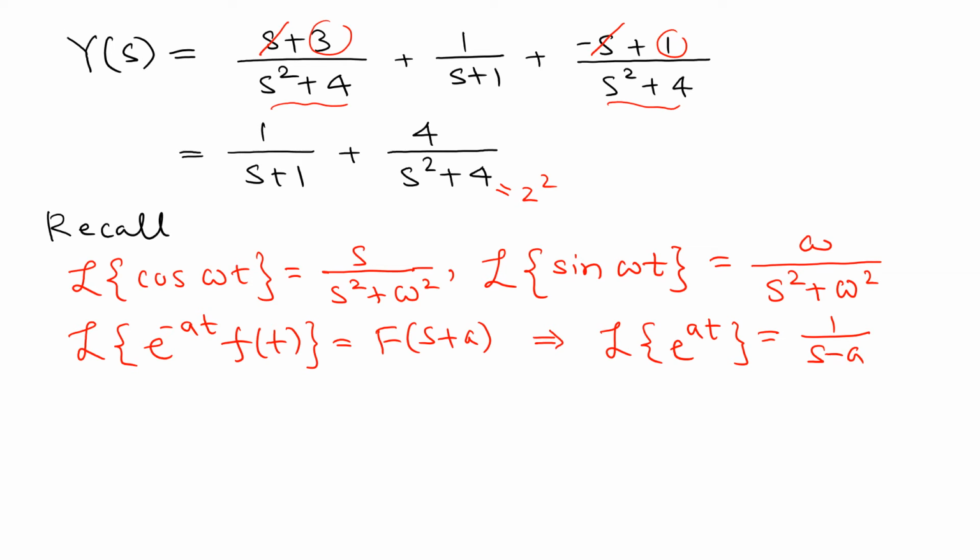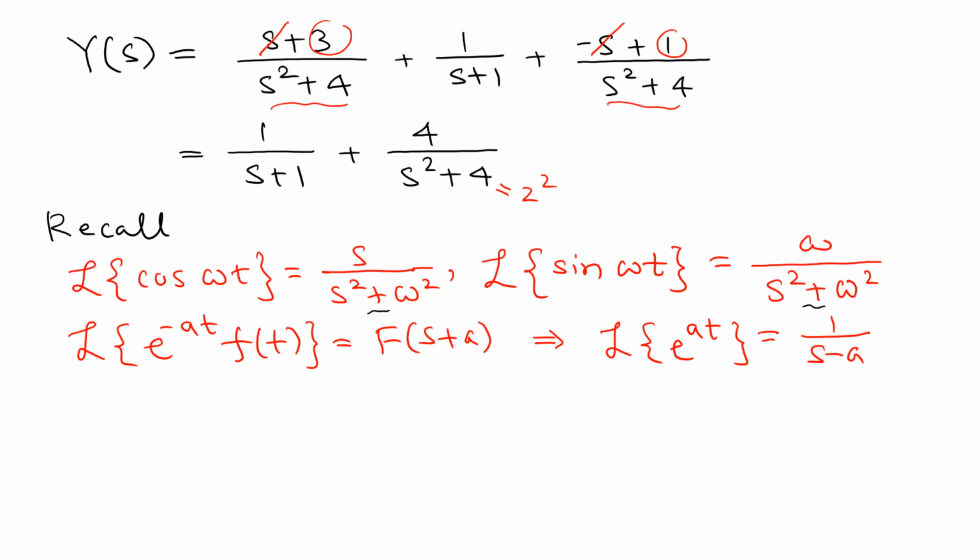So first one says Laplace transform of cosine omega t is s over s squared plus omega squared. And sine omega t is omega over s squared plus omega squared. And you can see both have a plus sign, and the hyperbolic ones have a minus sign. And then the first shifting property, which is e to the minus at f(t) equals F(s plus a).